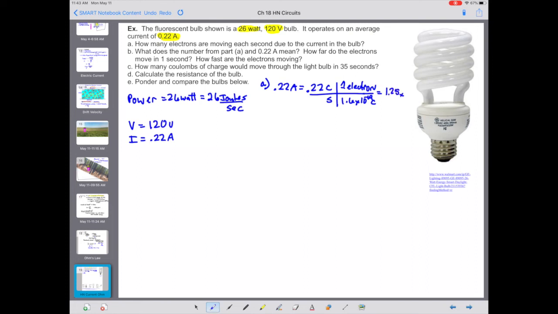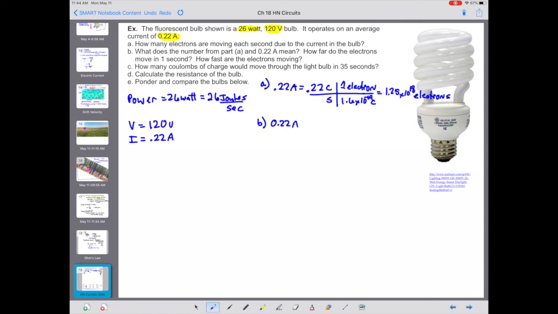So that's going to give us 1.25 times 10 to the 18th electrons each second. That's how many electrons are moving through the wire. That's 1,000,000 trillion electrons moving through the light bulb every single second.